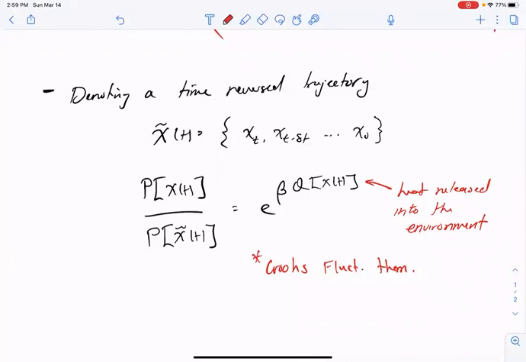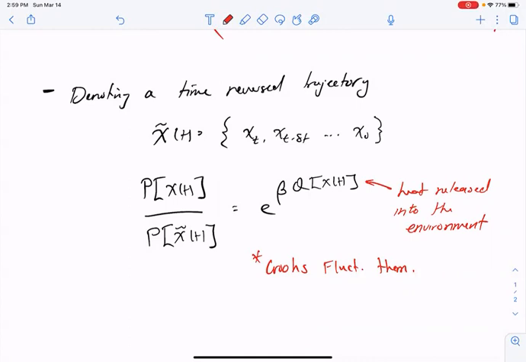However, to the extent that there is a direction of time that I can tell a trajectory going forward from its time reverse, it must mean that there was heat released, that there was entropy produced. Indeed, this is a manifestation of the second law now made microscopic.